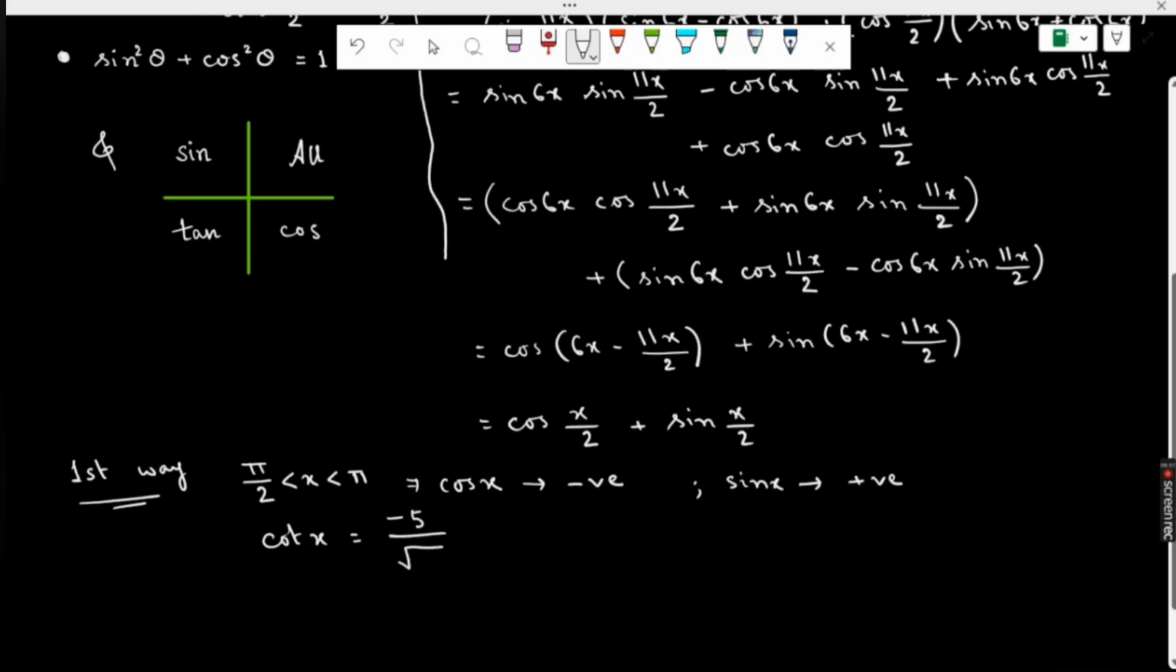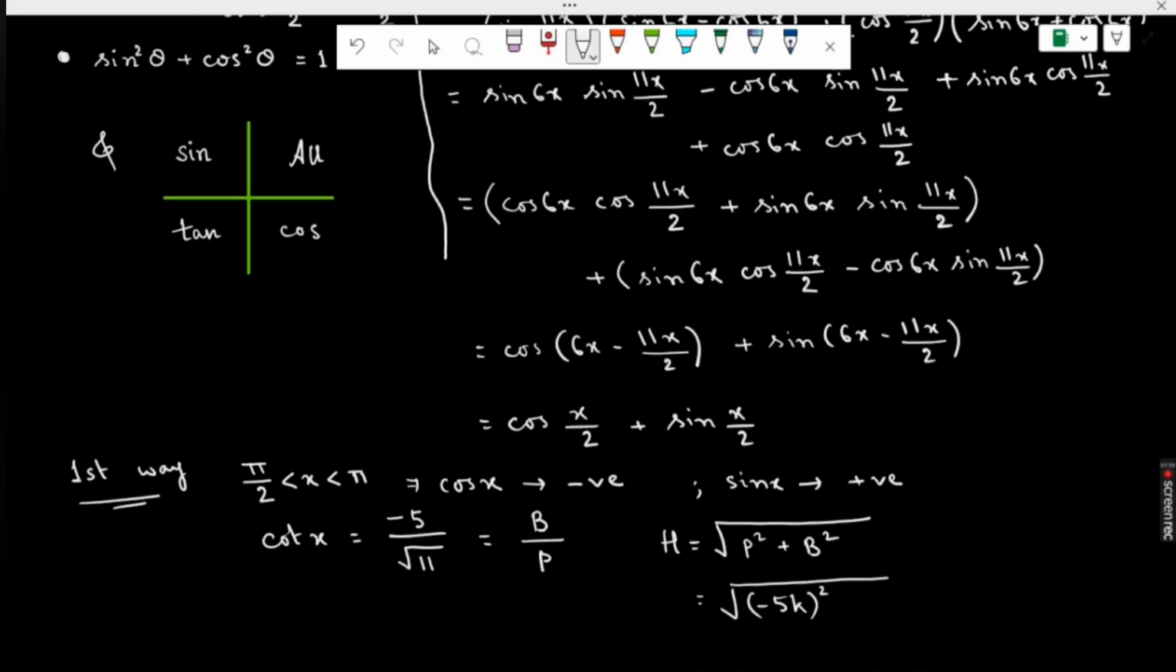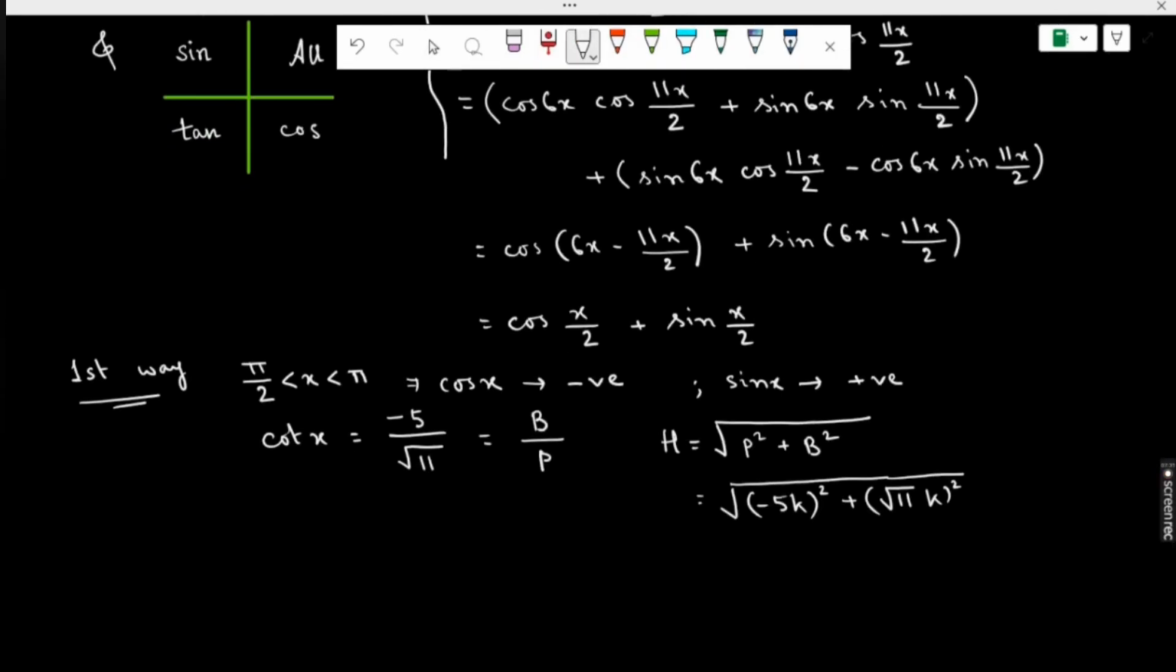Okay, so the value of cot x is given as minus 5 by root 11, which is nothing but base by perpendicular. So if we need to find the hypotenuse, it will be root over perpendicular squared plus base squared. That means root over minus 5k whole square plus root 11k whole square, which implies root over 25 plus 11. That means 6k.